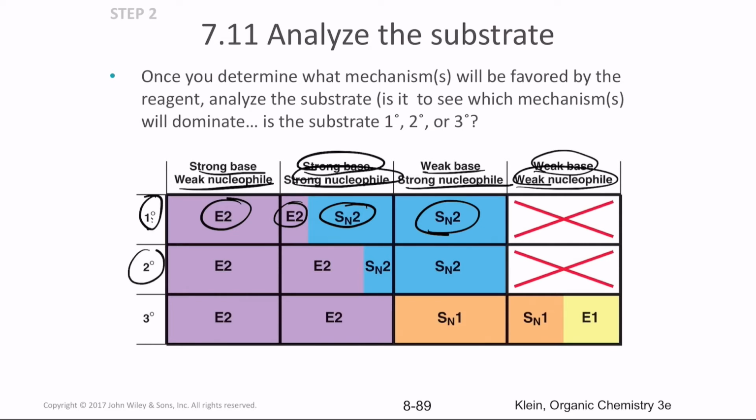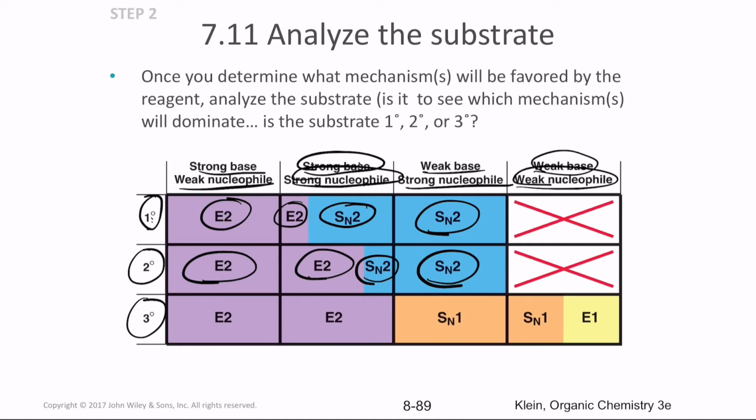In terms of secondary alkyl halides, when you have a strong base and a weak nucleophile, only E2 products will form. When you have a strong base and a strong nucleophile, E2 will be the major, SN2 will be the minor. When you have a weak base and a strong nucleophile, only SN2 reactions will occur. Now, for tertiary alkyl halides, there is no SN2. You can completely forget about SN2.